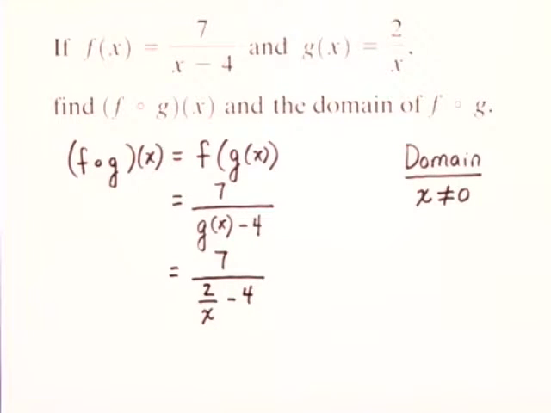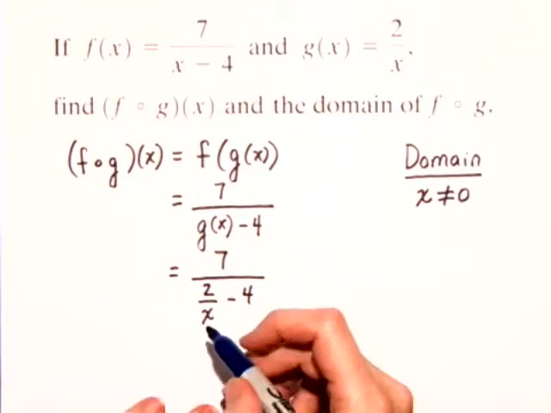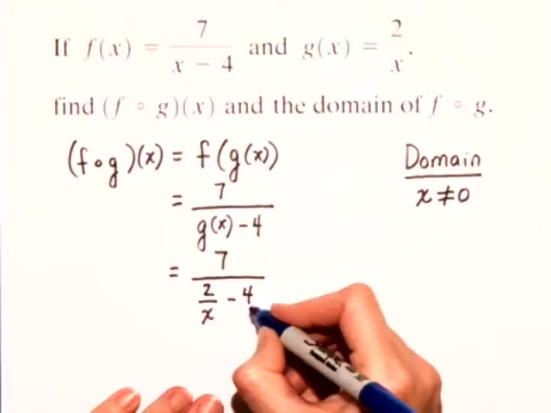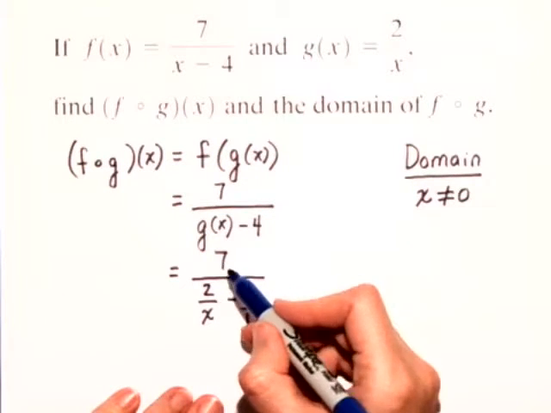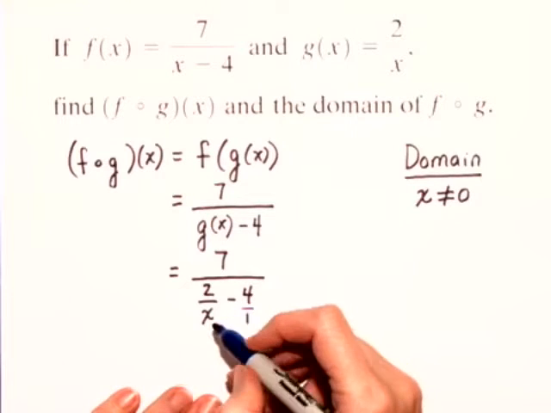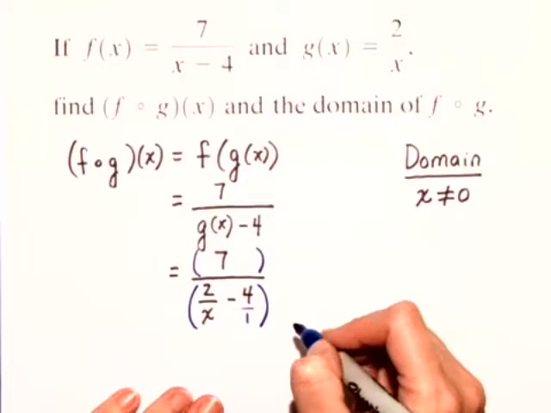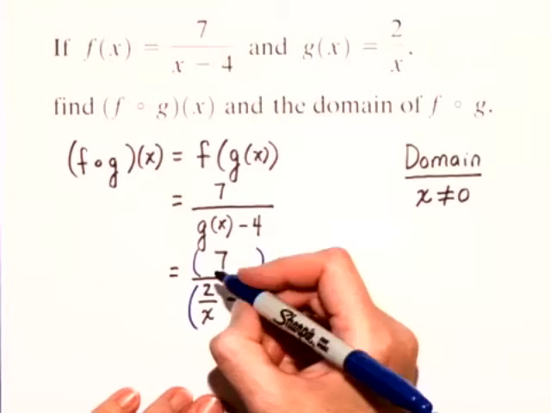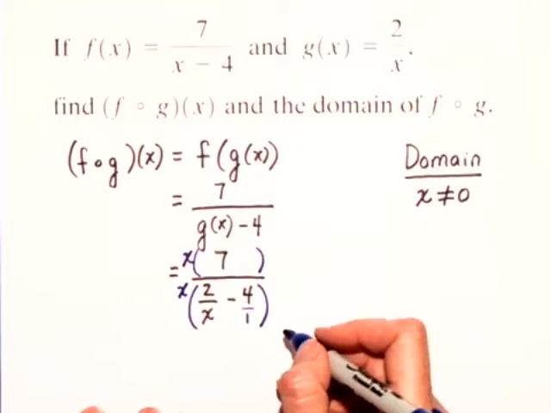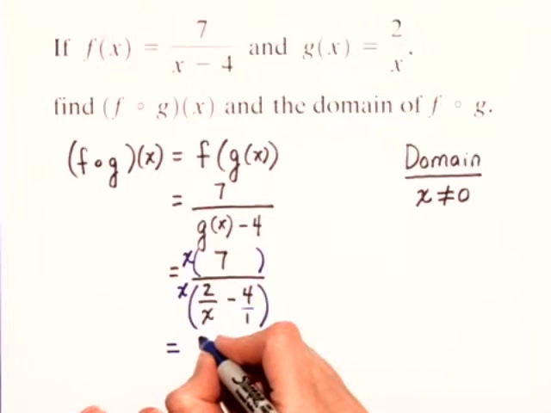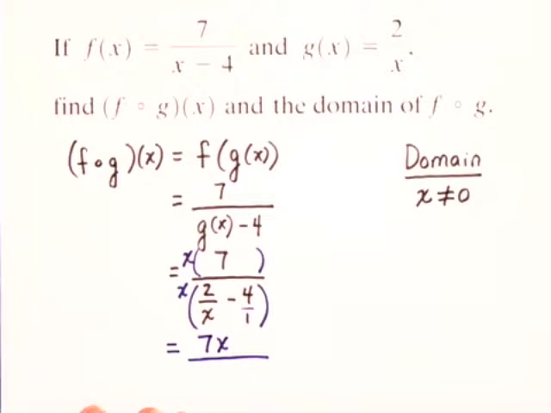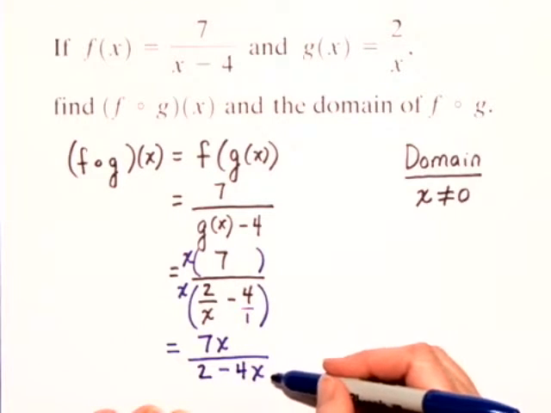Now notice we have a complex fraction. We can pretty easily simplify that by looking at the denominators. We have a denominator of x. This 4 has just a denominator of 1, and so does the 7. An easy way to simplify a complex fraction is to multiply the entire numerator and the entire denominator by the least common multiple of all the denominators, and in this case it would be x. So in the numerator, we just have x times 7, or 7x. And in the denominator, x times 2 over x just gives us 2, minus 4x. So this is our composed function: f of g of x is equal to 7x over 2 minus 4x.